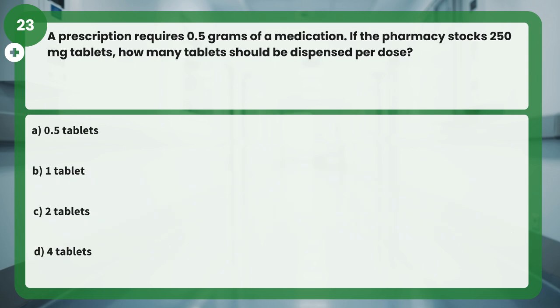Question 23. A prescription requires 0.5 grams of a medication. If the pharmacy stocks 250 milligram tablets, how many tablets should be dispensed per dose? A. 0.5 tablets. B. 1 tablet. C. 2 tablets. D. 4 tablets.